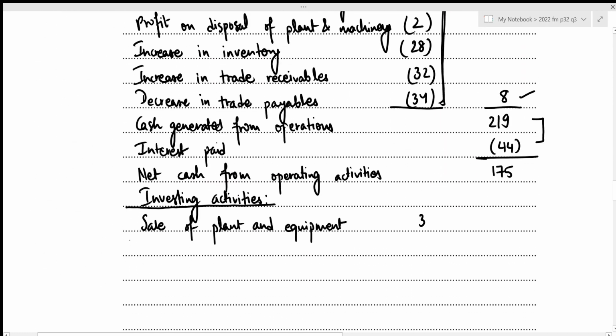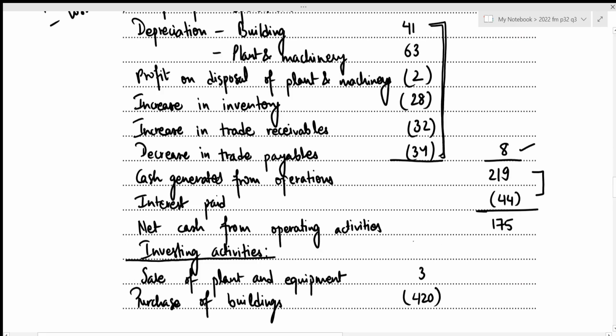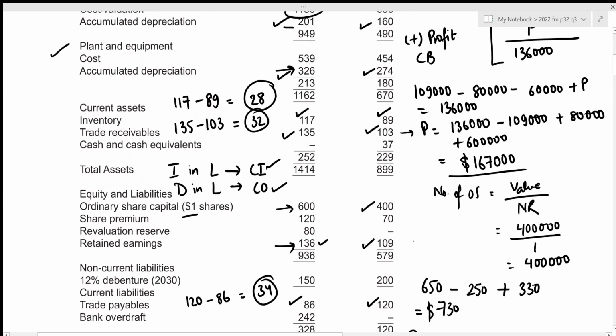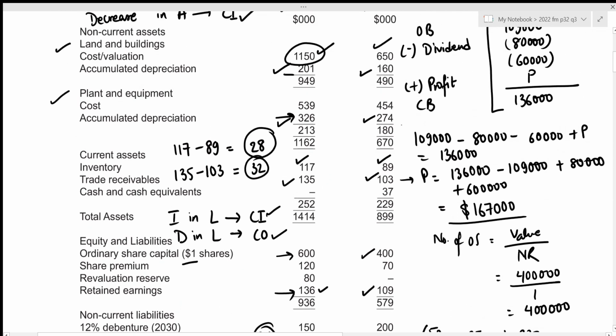So that's going to be purchase of building, and that was worth 420,000. Now we need to compare it similarly for our plant and equipment as well. So, alright, right here we can see that the cost of plant and equipment at the previous date was 454.